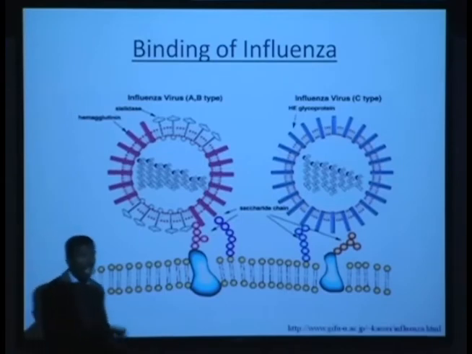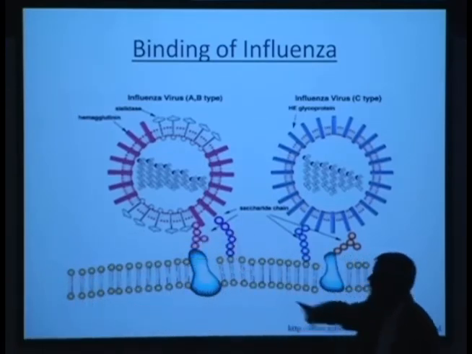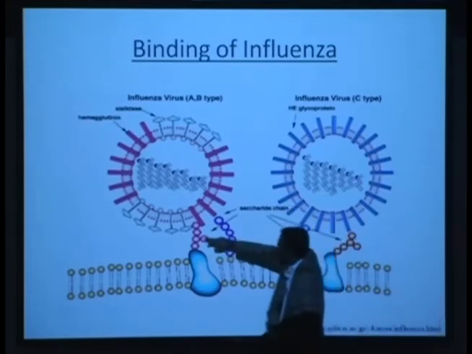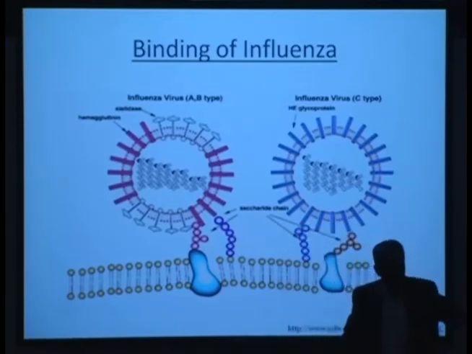What happens is that on human host cells, the sialic acid containing glycans are expressed as conjugates. The first thing that happens is that this hemagglutinin produced by the virus binds to the sialic acid containing conjugate in the human host cells. And then the sialidase enzyme clips all the sialic acid. By clipping off sialic acid, it facilitates their entry.